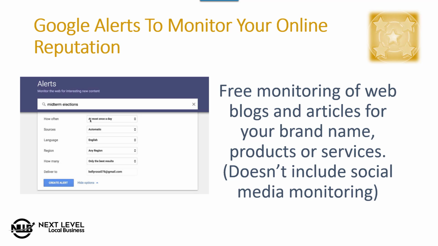Secondly, you need to know what's being said about you on the web. And so you can set up a Google alert to monitor your online reputation. You can go to alerts.google.com and you can set up an alert like this that will scan the web for mentions of, in this example here, midterm elections, and you can set how often you want to receive them, sources, language, region, how many you want delivered a day, and so on and so forth. And just simply create that alert.